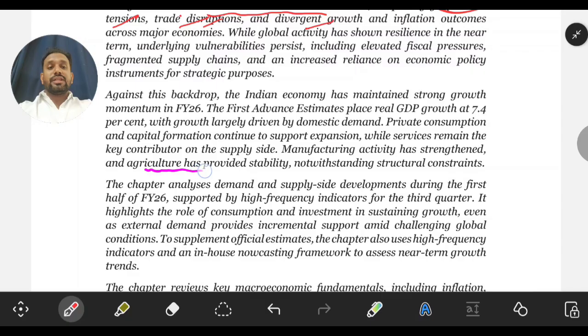And the survey also says that agriculture has provided stability. Agriculture did not go very down. No negative growth rate, no slow growth rate. Agriculture is also very much stable. That is what the survey says, despite a lot of constraints. There is the US imposition of tariffs on our agriculture products, a lot of trade disruptions, global supply chain disruptions. Even though all of that is happening, our agriculture sector has been resilient.